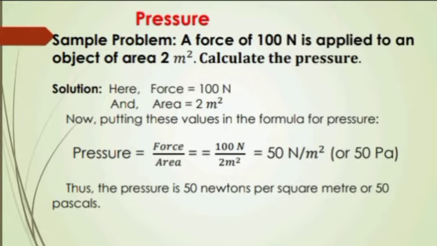Now let us discuss one numerical problem related to the topic. Here a force of 100 Newton is applied to an object of area 2 meter square. We have to calculate the pressure. Here force equals 100 Newton and area equals 2 meter square. Using the relation pressure equals force by area, we substitute the values of force and area, which are 100 Newton and 2 meter square. We get the pressure equals 50 Newton per meter square or 50 Pascal.